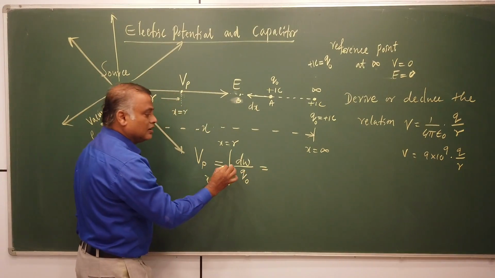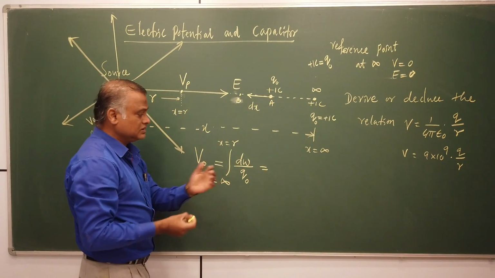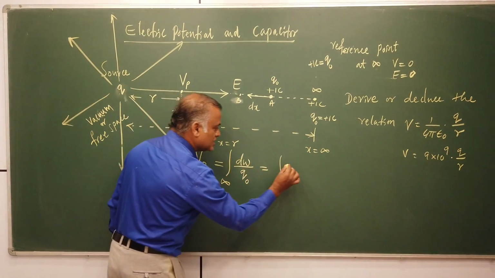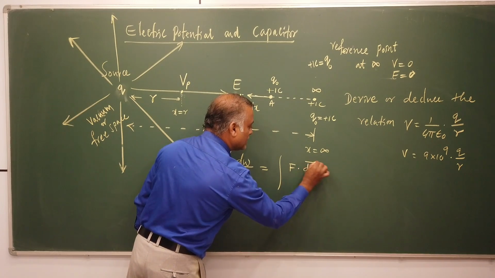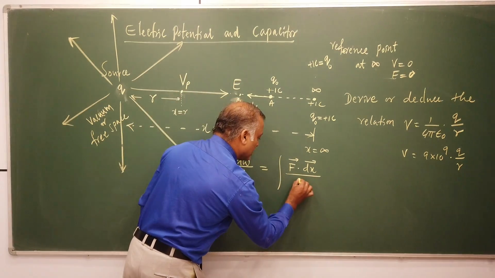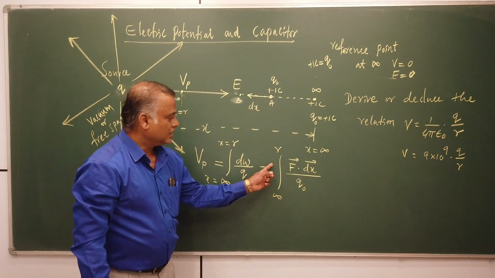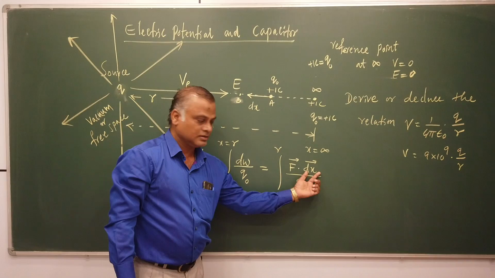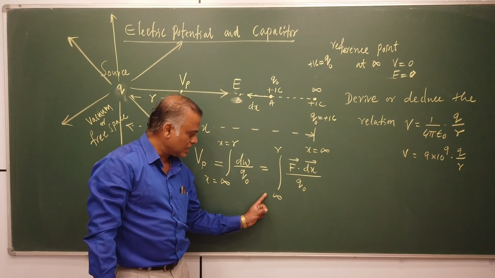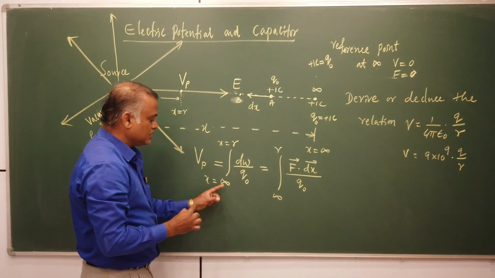Now we are doing some mathematical calculations. You have learned some physics steps here, my dear students. Now, from this, work done is the dot product of two vectors, F dot dx, divided by Q naught. You are familiar with this now. Integrate with respect to x, where the variable x is varied from infinity to R. No need to write x equal to; it is understood.